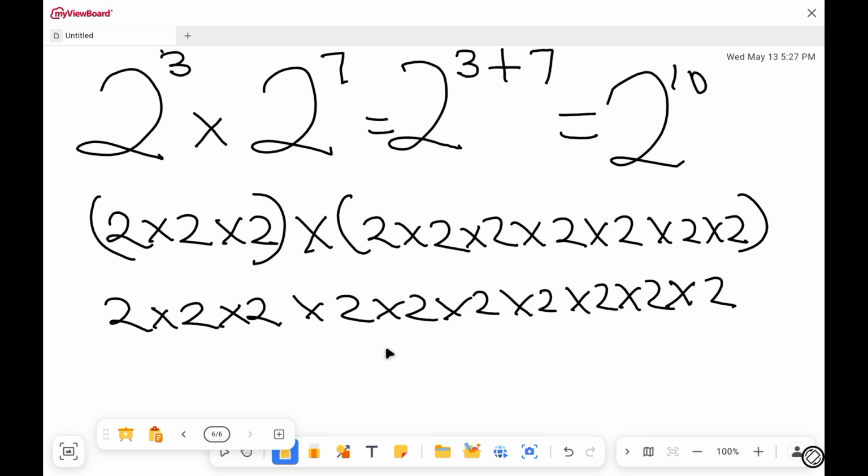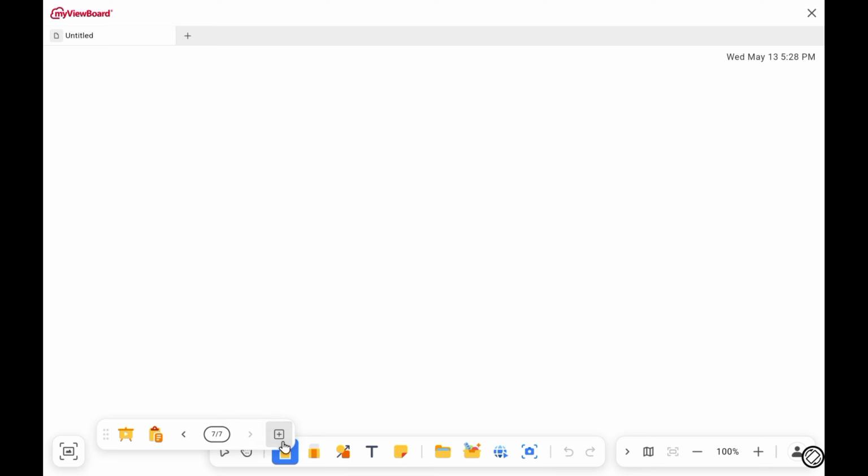Now let's count together. 1, 2, 3, 4, 5, 6, 7, 8, 9, 10. See, we still have 2 raised power 10. Do you get this now? So that's it. Let's take another example under this law.